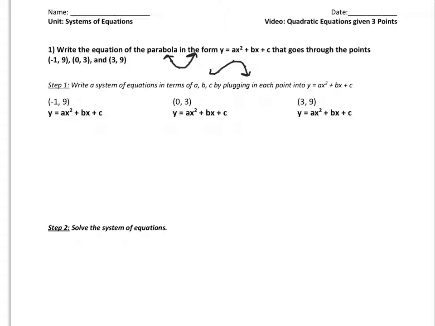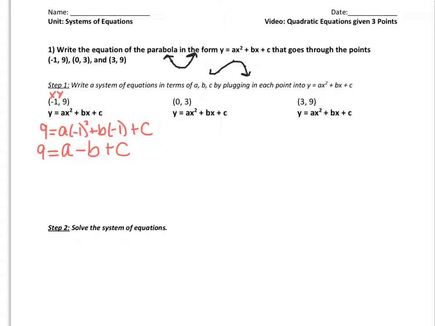So watch. The first point, (-1, 9). This is your x value, and this is your y value. So I'm going to plug in 9 for y, and I'm going to plug in -1 every time I see an x, and then simplify when we can. So we have 9 equals -1 squared. We're going to do that first because of PEMDAS, and -1 squared is 1. So 1 times a is just a. And then we have b times -1, which is in fact -b. And then we have our plus c.